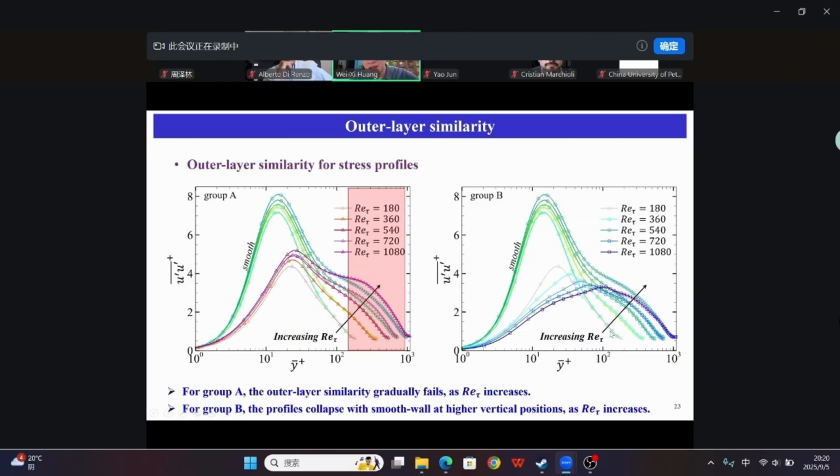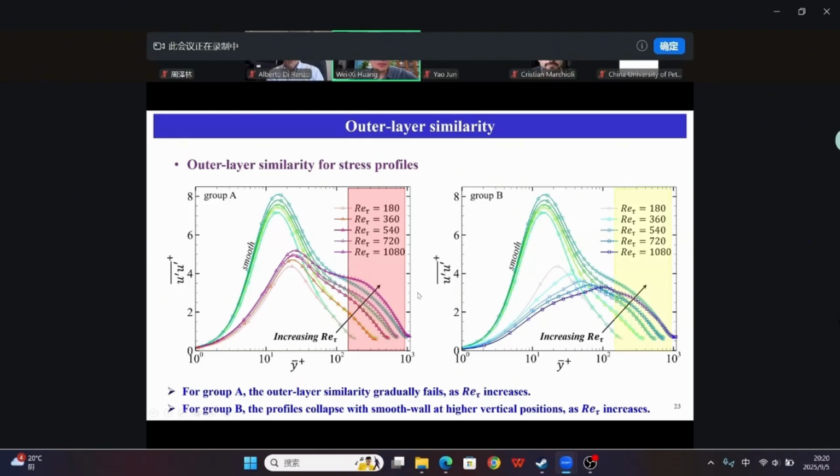But for this group B, as the roughness Reynolds number increases, K plus is actually increasing, but here it shows a better collapse. So this is also surprising. Why for the small K? The outer layer similarity is more violated, but for larger K, it collapses well.